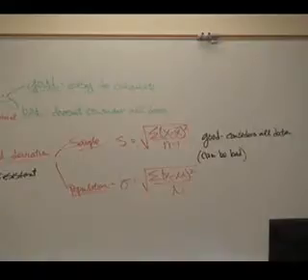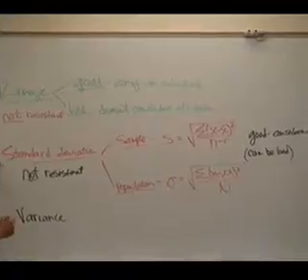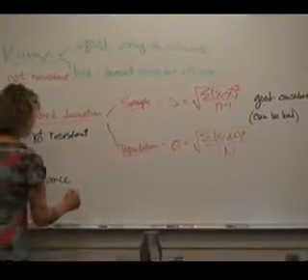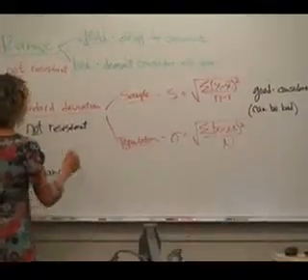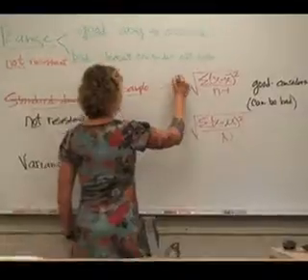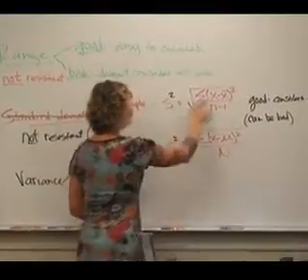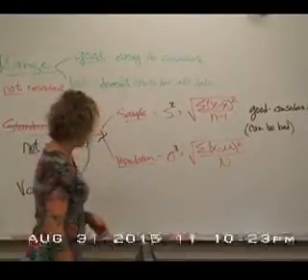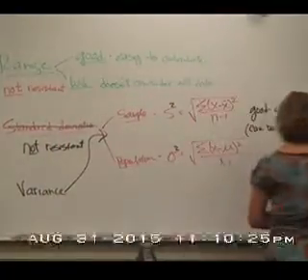There's another measure of spread called the variance. And the variance is just the standard deviation squared. Seriously, so the variance is just, and when you square a square root, what happens? What happens to the square root? Cancels out. Yeah, it cancels out, goes away.